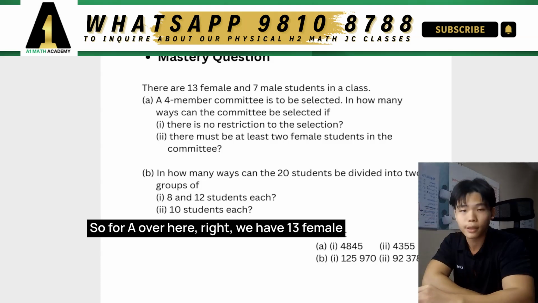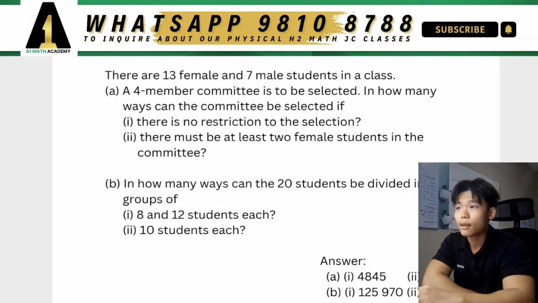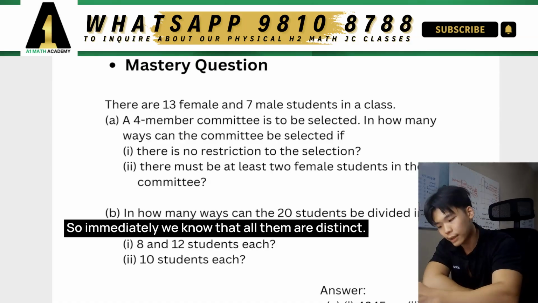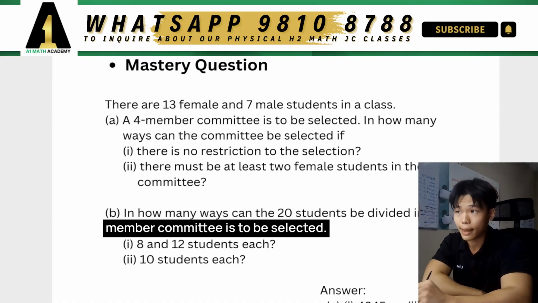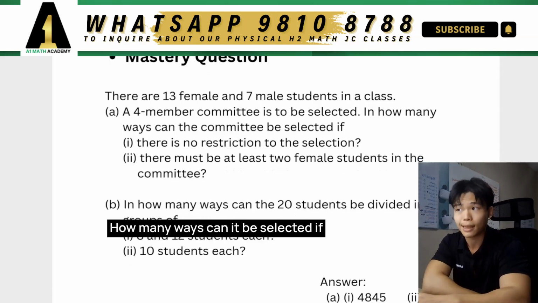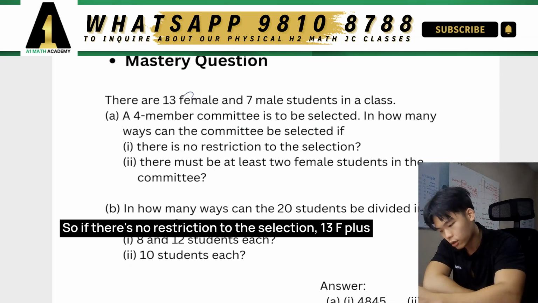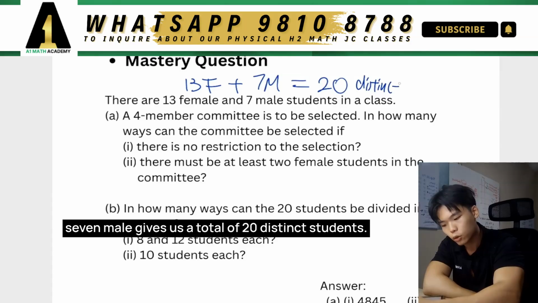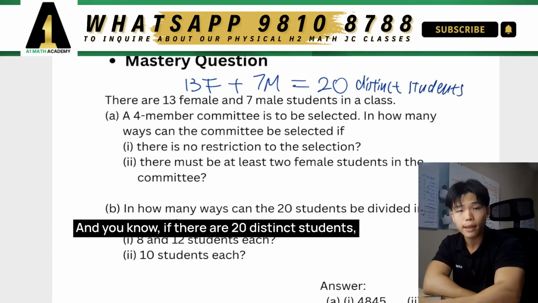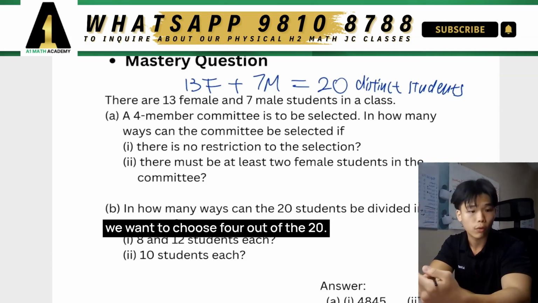So for A, we have 13 female and 7 male students in the class. So immediately we know that all of them are distinct, so I have 13F and 7M. A 4-member committee is to be selected. How many ways can it be selected if there's no restriction to the selection? 13 female plus 7 male gives us a total of 20 distinct students, and we want to choose 4 out of the 20.